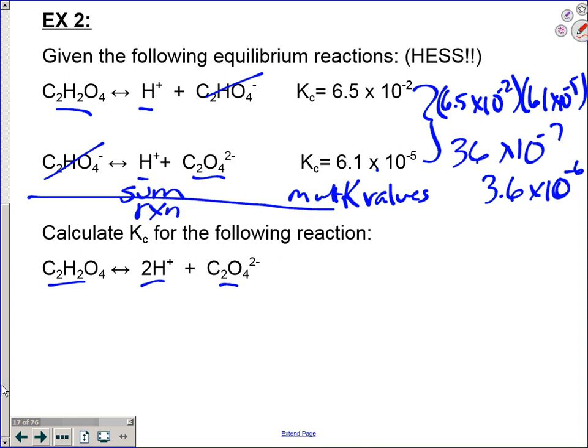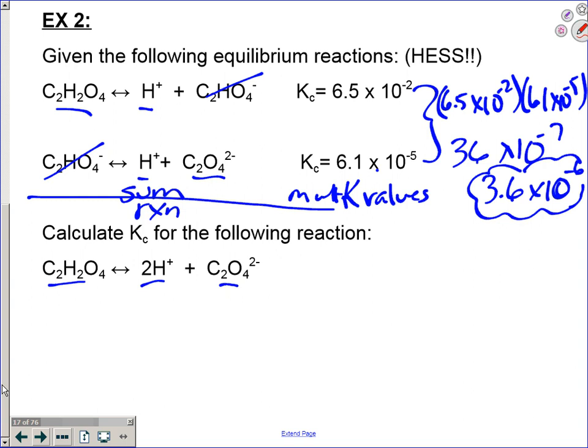All right, what happened to the K value? It got smaller. So we know that the reactants are still favored, but in this case the reactants are super, super, super favored in this reaction, because K is very, very, very small compared to these two.